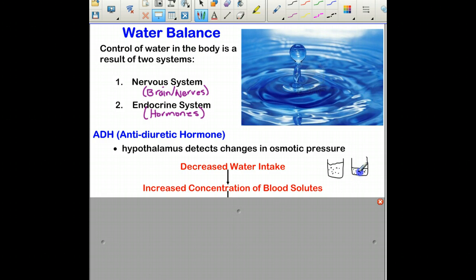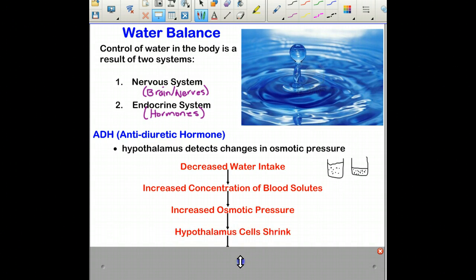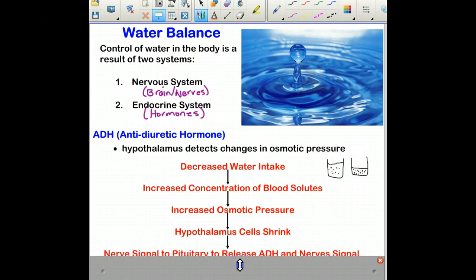What that means is that there's a higher concentration here, and that's what happens in our blood. So if we stop ingesting water, all of the dissolved solids that were already in our blood, the concentration of them becomes higher because you have less water. So we have increased concentration of our blood solutes, and therefore a larger osmotic pressure. Okay, and it signals a part of our brain called the hypothalamus, and those cells shrink, because water is being released to try and fill back that concentration that was there.